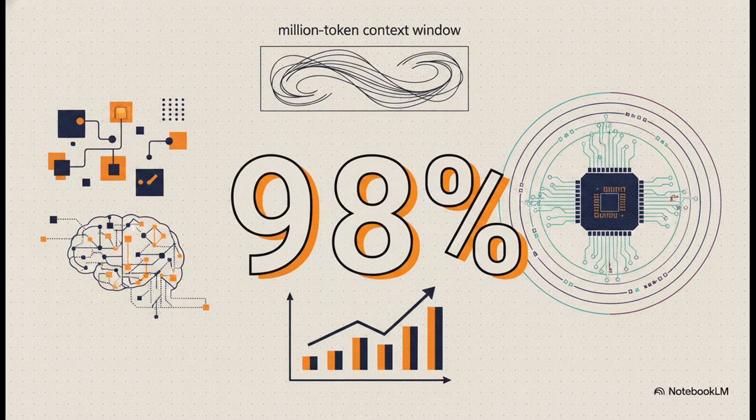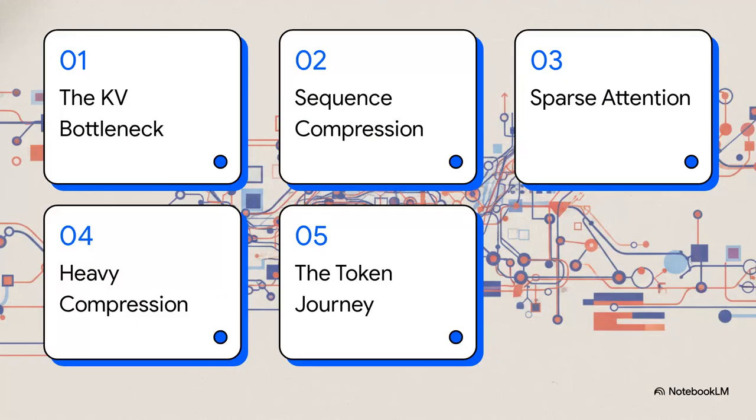Think about the scale of that for a second. We're talking about running massive million-token context windows without completely melting down our GPU clusters. It dramatically slashes both inference compute and hardware costs. So here's how we're going to break this whole architecture down together. We'll start at the root of the KV bottleneck, look at how they handle sequence compression, and then unpack the real magic, compressed sparse attention and heavily compressed attention, before tracking a raw token's actual journey through the network.